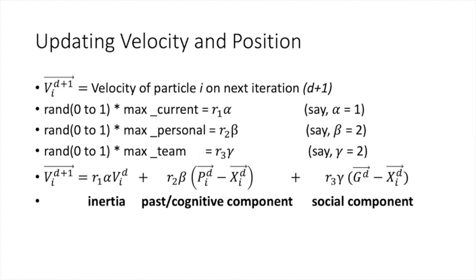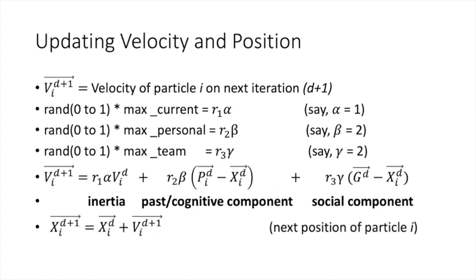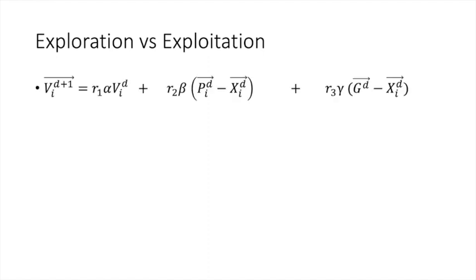Now that we have got our next velocity, what is our next solution? Well, to get the next solution for this particular particle, we add the new velocity to the old location, and hence we get the new solution. Notice the values of the upper limits alpha, beta, and gamma determine what kind of algorithm we are using.